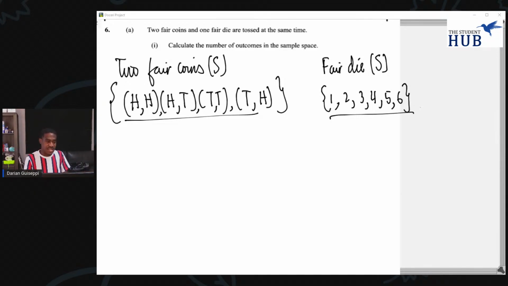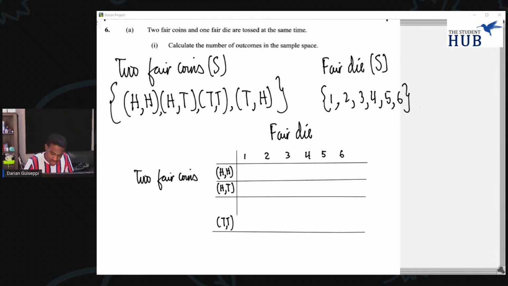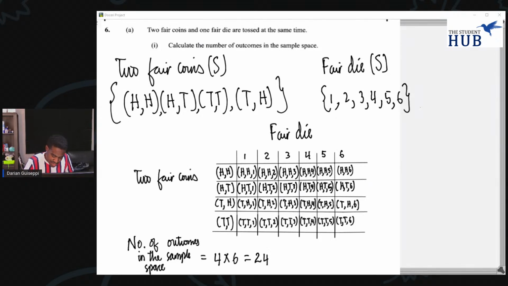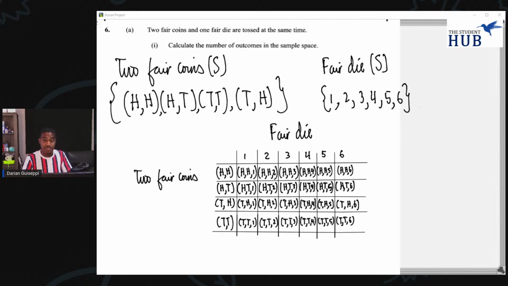Now combine everything together. Look at this, this is really cool here. We could put the fair die and then the 2 coins' outcomes side by side, and then watch what we could have happening here. Oops, I'm gonna go back. This is what we could have happening here. So look at it, digest it a little bit.